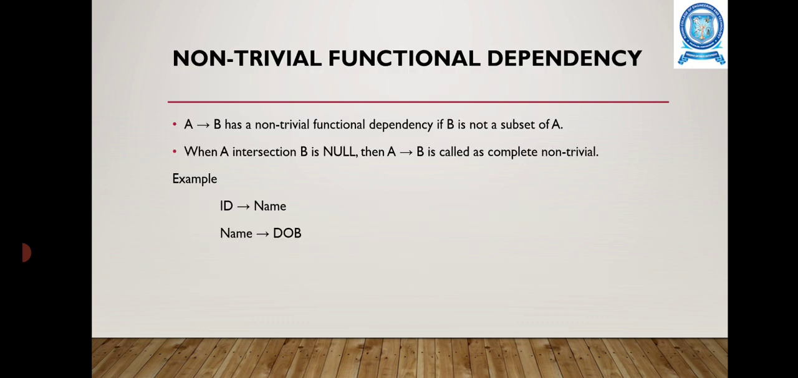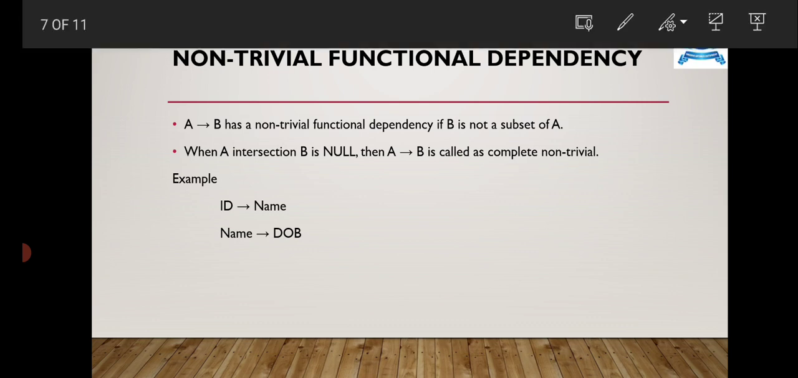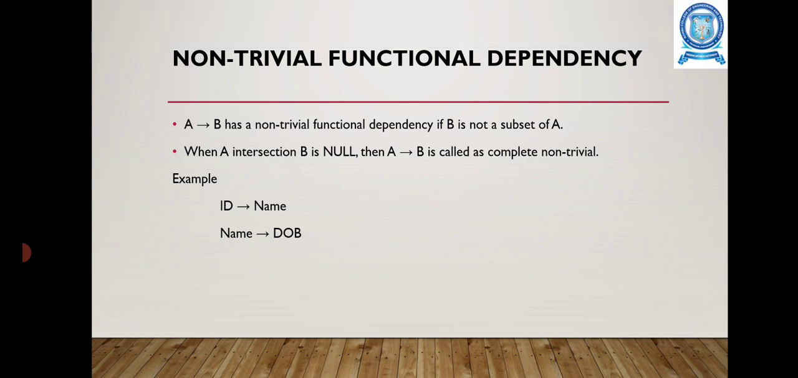Then the next one is non-trivial. Non-trivial means A tends to B is a non-trivial functional dependency if B is not a subset of A. When A intersection B is null, then A tends to B is called complete non-trivial. For example, ID tends to name and name tends to date of birth. That means name depends on ID and date of birth depends on name. These are the non-trivial dependencies.